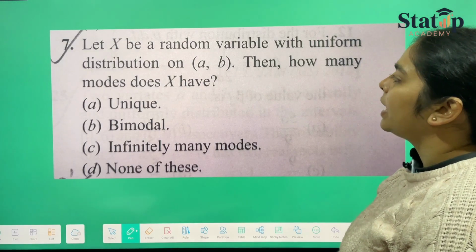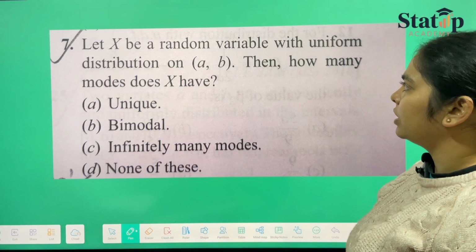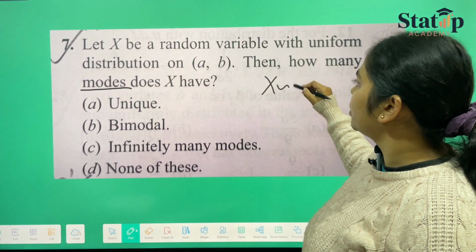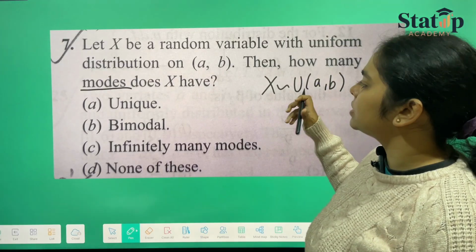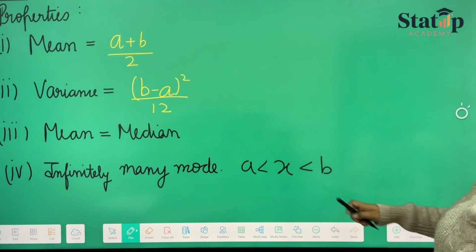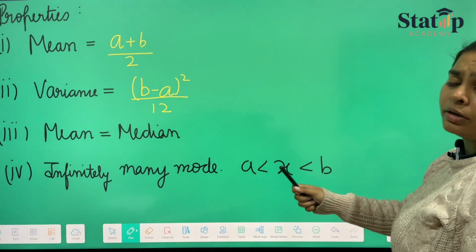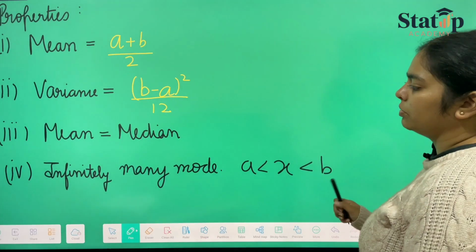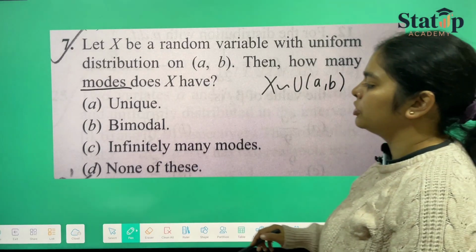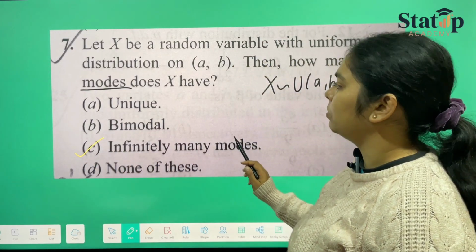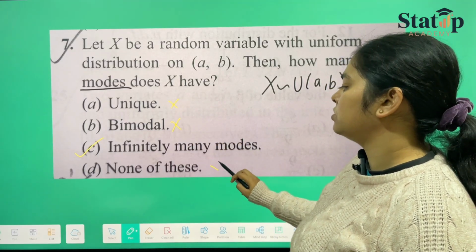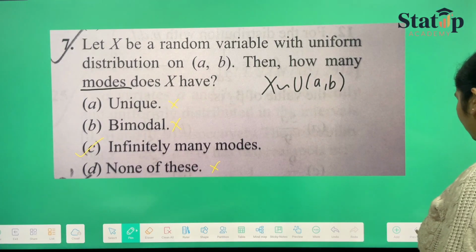Here they have asked us that x is a random variable with uniform distribution on a and b. Then how many modes does x have? I have told you in the fourth property that if any continuous random variable follows uniform distribution, then it has infinitely many modes. So option C will be the correct answer, infinitely many modes. Not unique. Unique means only one mode. Bimodal means two modes, and none of these is also not correct. So it has infinitely many modes.